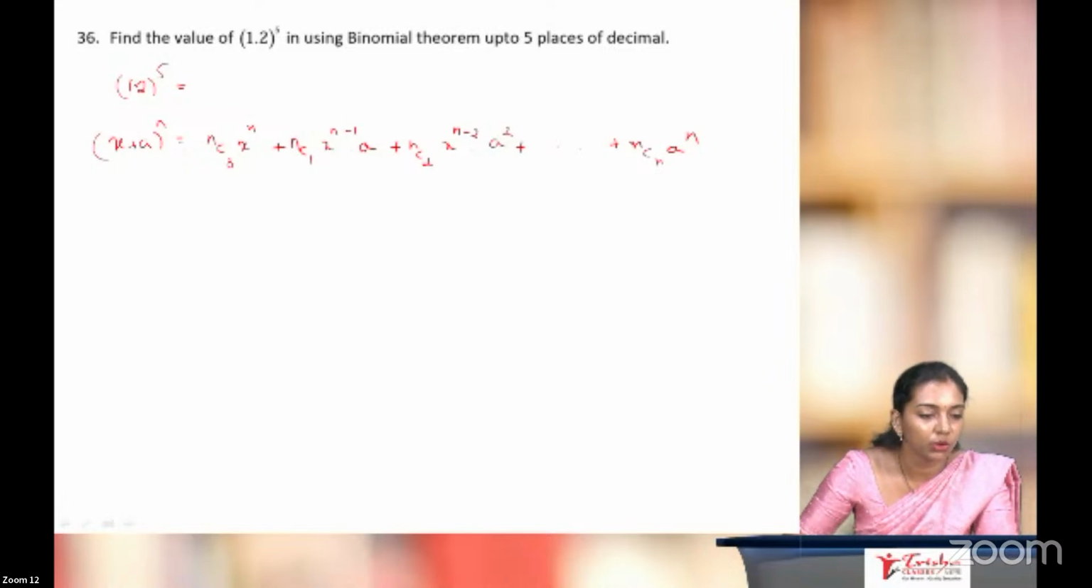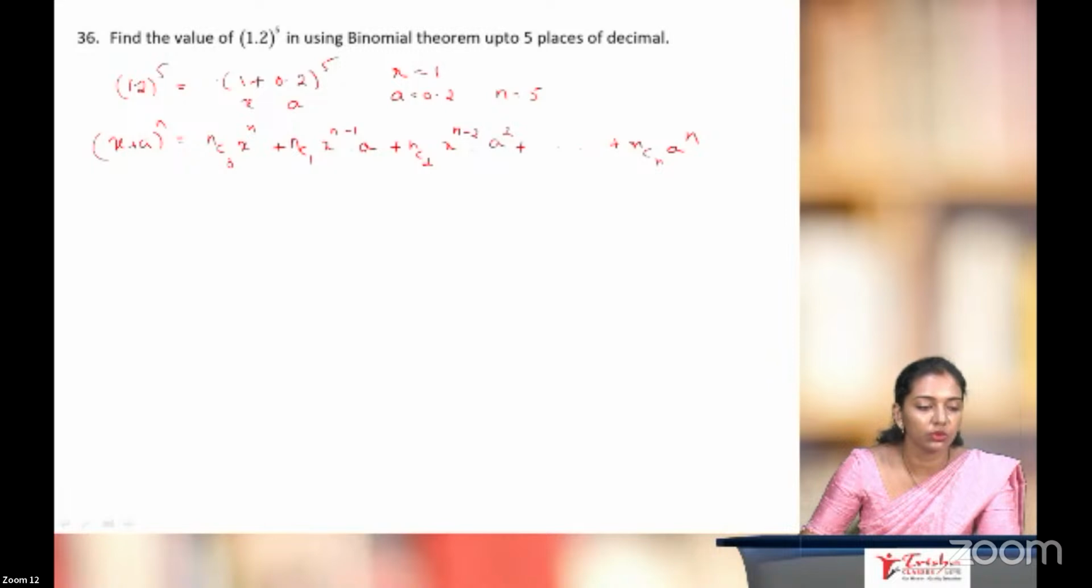positive integer. So 1.2, you can actually split it as (1 + 0.2) to the power 5. Now it is of the form (x + a) whole to the power n. So x is 1, a is 0.2 and n is 5. So use this binomial theorem. (1 + 0.2) whole to the power 5.